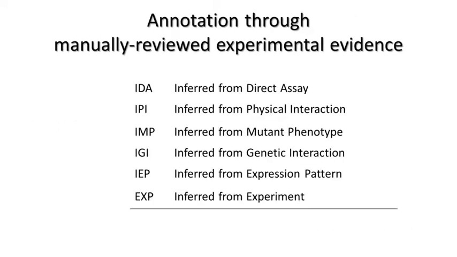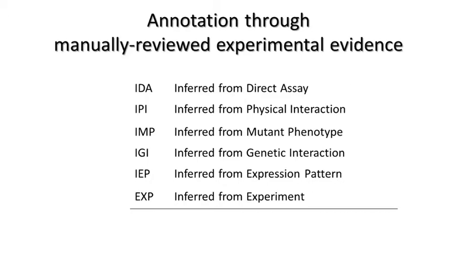Direct experimental evidence that had been manually reviewed by experts at the Gene Ontology Consortium, often called curators, is usually considered the strongest evidence. The curators review the published literature for experimental evidence linking genes and gene products to molecular functions, biological processes, and cellular components.